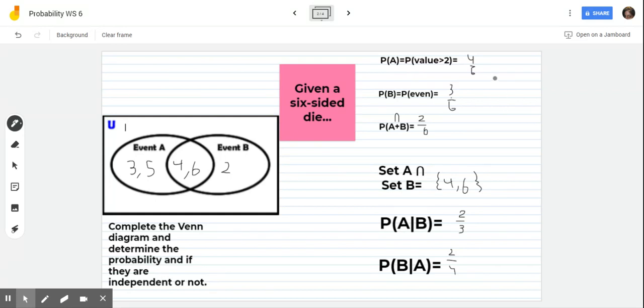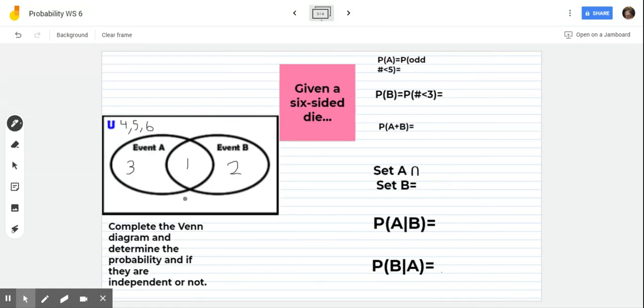Now, are they independent? Well, this does not equal that, and this does not equal that. Therefore, they are not independent, which makes sense because if it was, then one would affect the other. They're not independent. Now, this is a similar scenario. Given a 6-sided die, but with different numbers. So this is odd numbers less than 5 and numbers less than 3.